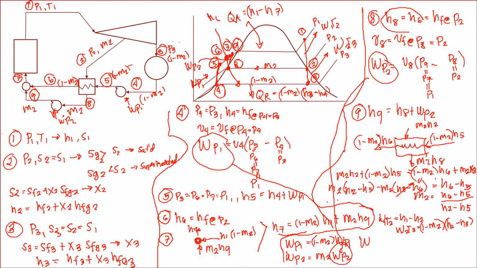So work net is equal to work turbine total minus work pump total. We add up the pump work and the turbine work. Therefore, the thermal efficiency of the cycle is equal to work net over QA. So that ends the discussion for the closed feed water heater. And thank you for your patience listening.